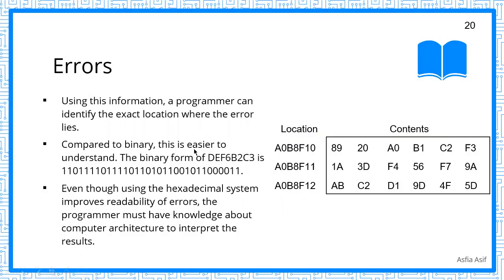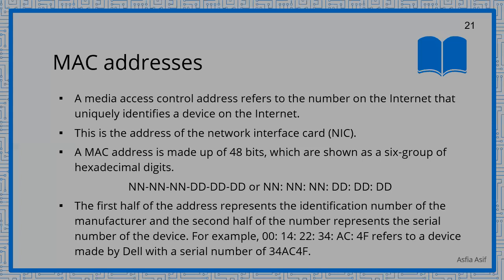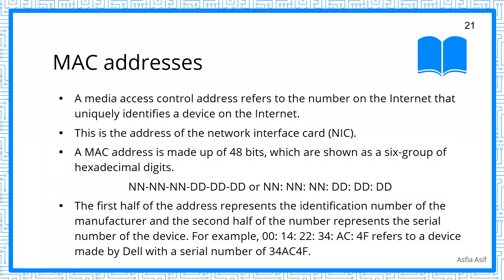Compared to binary, this is easier to understand. Now, as you can see, the binary code of DEF6B2, it's not in this one actually, but anyways, the binary is this, and it's very difficult to represent and even to understand. The programmer must have the knowledge about computer architecture to interpret the result. There are job titles, system engineer or the hardware engineer. This is their job, to understand this and then to get to the error.